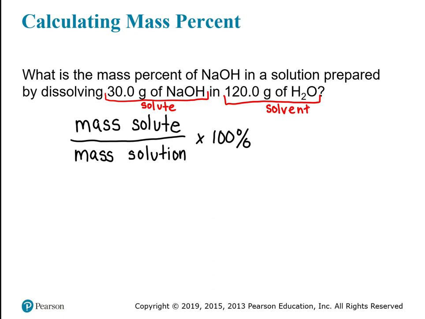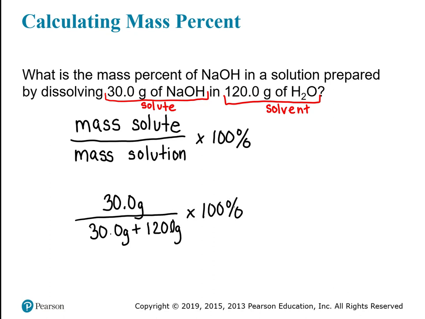We got 25%. Let's see. Yeah, that's what I thought. So you should get 20%. So don't forget to add the mass of the solute plus the solvent to get the mass of the whole solution.